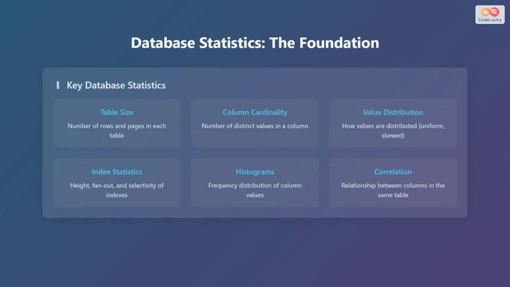Now, let's understand the role of database statistics as the foundation of cost estimation. Key statistics that the database collects are table size, which is the number of rows and pages in each table; column cardinality, representing the count of distinct values within a column; value distribution, detailing how values are spread, such as uniform or skewed; index statistics, covering the height, fan-out, and selectivity of indexes; histograms, which provide a frequency distribution of column values; lastly, correlation, illustrating the relationship between columns in the same table.